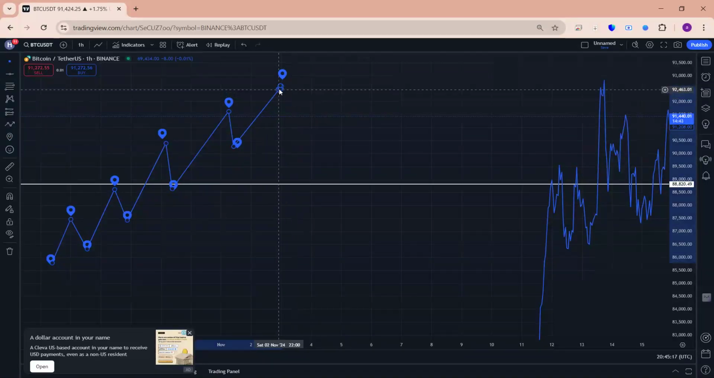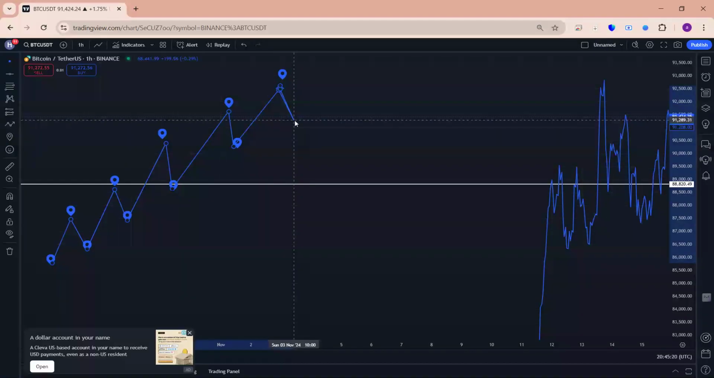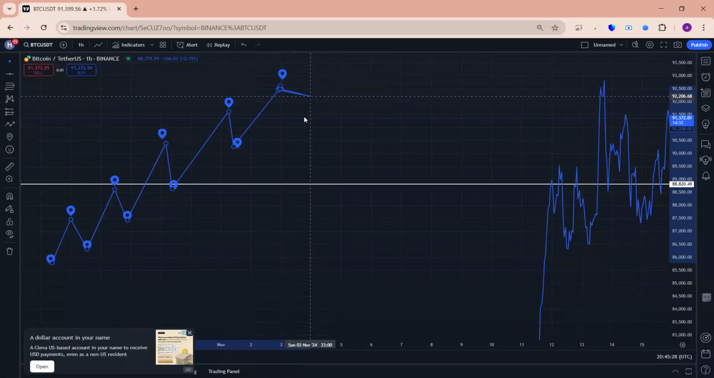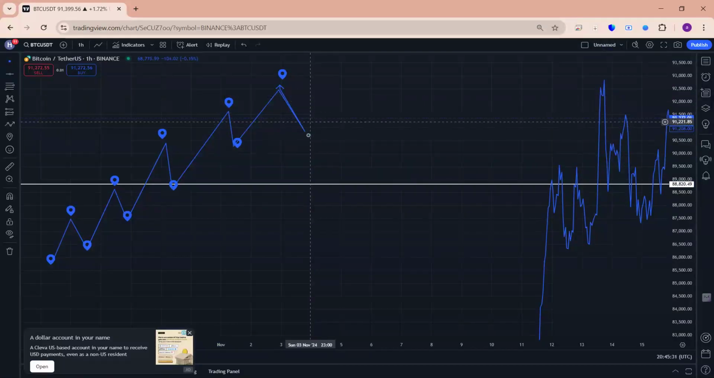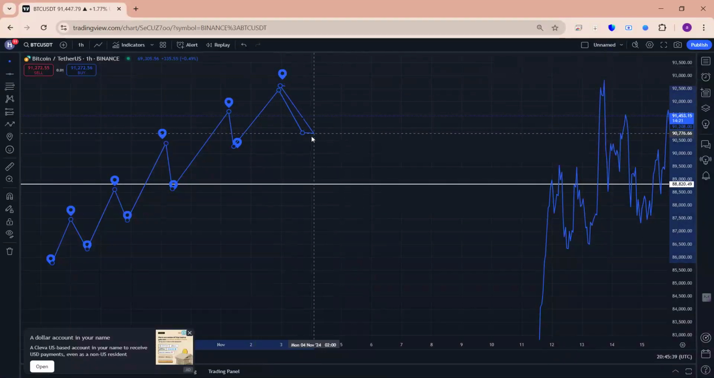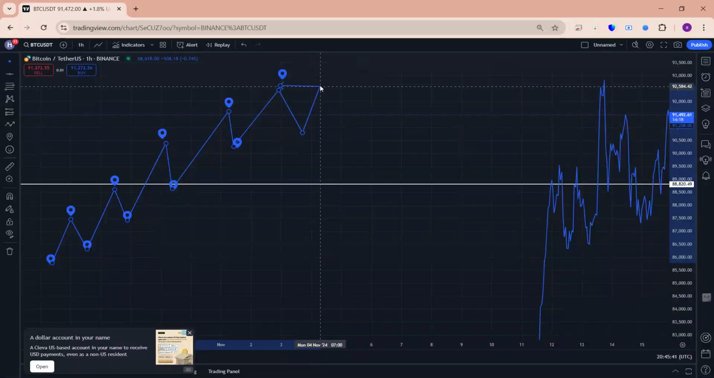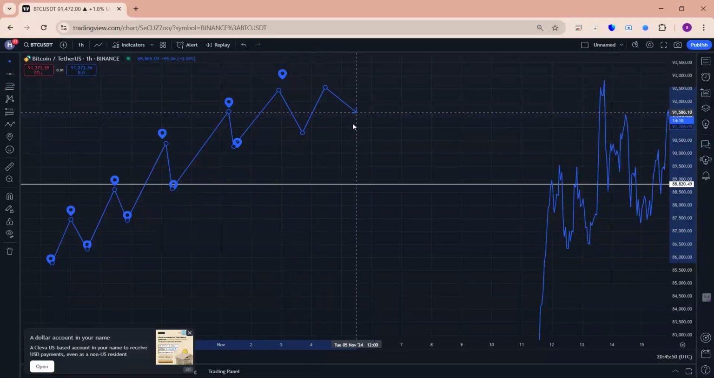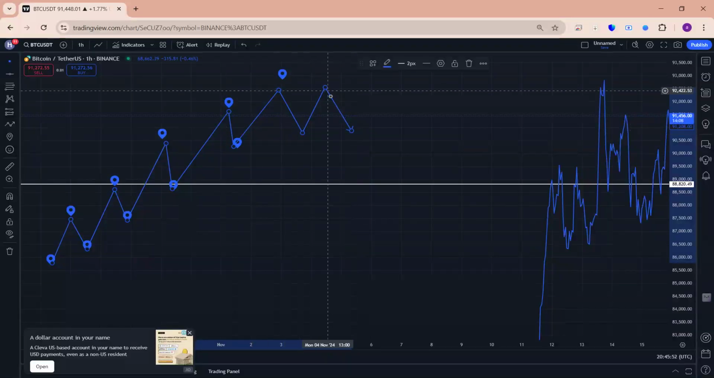Okay, so now let's do it this way. Let's have something like this. It gets to this level. I want to do this for liquidity's sake. It gets to this level, it moves up, and then we create a double top. So here we create a double top.